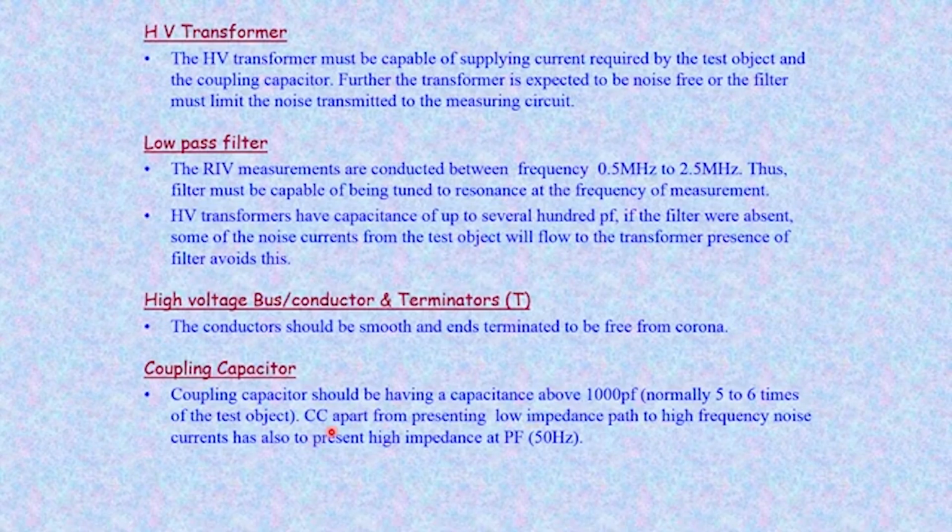The coupling capacitor, apart from presenting a low impedance path to high frequency as mentioned, also presents high impedance at power frequency. So, any power frequency signals which are trying to come through the coupling capacitor will be blocked, because it offers a very high impedance for power frequency signal. So, it should only operate for the higher frequency, not at power frequency.